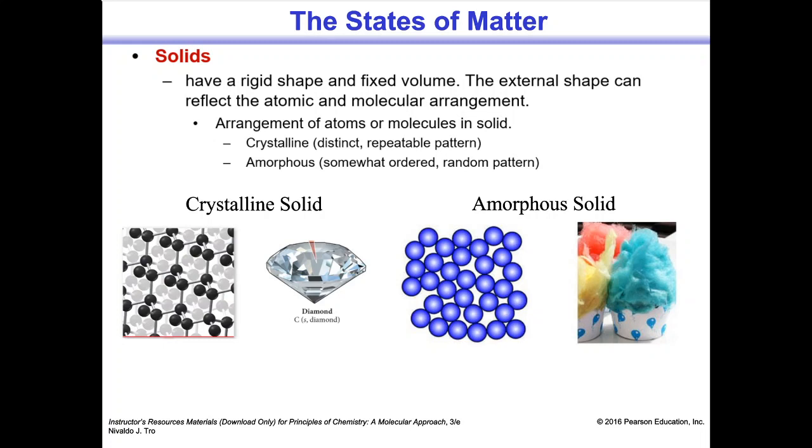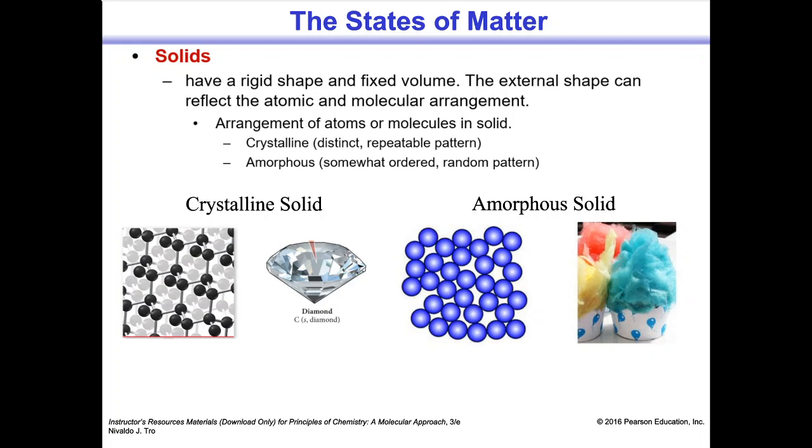Okay, so we say it has a rigid shape and a fixed volume. Okay, so in order to change the shape of a solid, or the volume of a solid, we essentially have to break bonds. Okay, so if it was, for instance, a diamond, we'd have to cut it in some way. Or if it was, I give the example here, cotton candy, just because it's an easy one to remember, so you have to pull it and sort of break those strands of sugar.